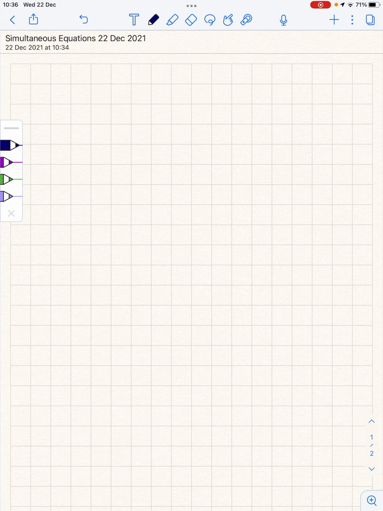This time is a bit of mathematics, and mainly this content today is for my S4 class, and it's about simultaneous equations. Simultaneous equations can be solved in a multitude of ways, and I'm going to be looking at solving linear simultaneous equations.